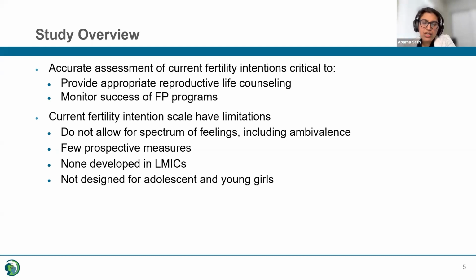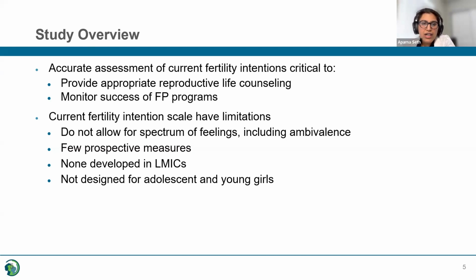The examples that I was sharing previously, for instance, the Desire to Avoid Pregnancy scale, have been developed to prospectively measure intentions, and there are other examples as well. We encountered several challenges with such measurement approaches. For instance, these existing measures do not allow for the spectrum of feelings that women can have about a pregnancy, including ambivalence or uncertainty, like maybe they are not sure, or they've not made a plan whether they want to have a pregnancy or not.